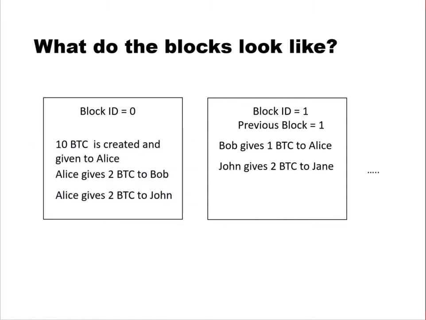Then how does someone, let's say Alice, know how much Bitcoin she owns? Well, this can be figured out by simply going through all the transactions in the blockchain. For example, let's say currently the blockchain only has these two blocks and we have shown all the transactions related to Alice. Then Alice started with 10 Bitcoins. She gave 2 each to 2 people, but she also received 1 Bitcoin from Bob. So currently she has 10 minus 2 minus 2 plus 1, that is 7 Bitcoins.